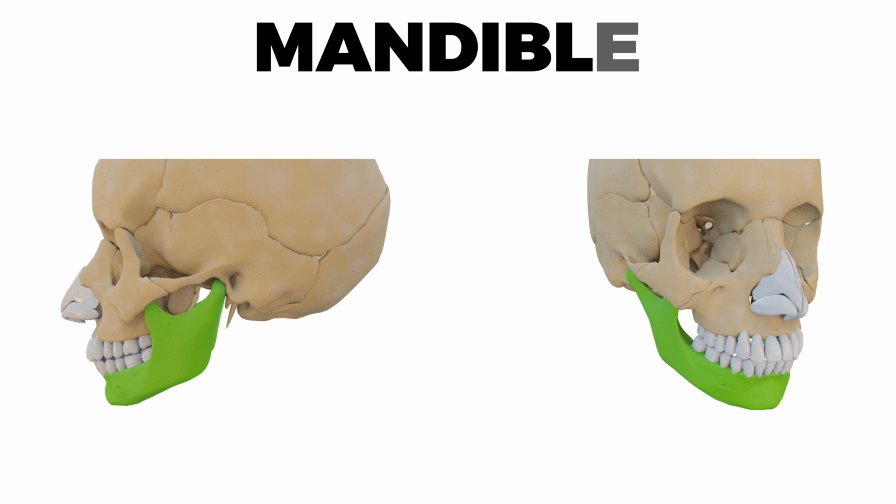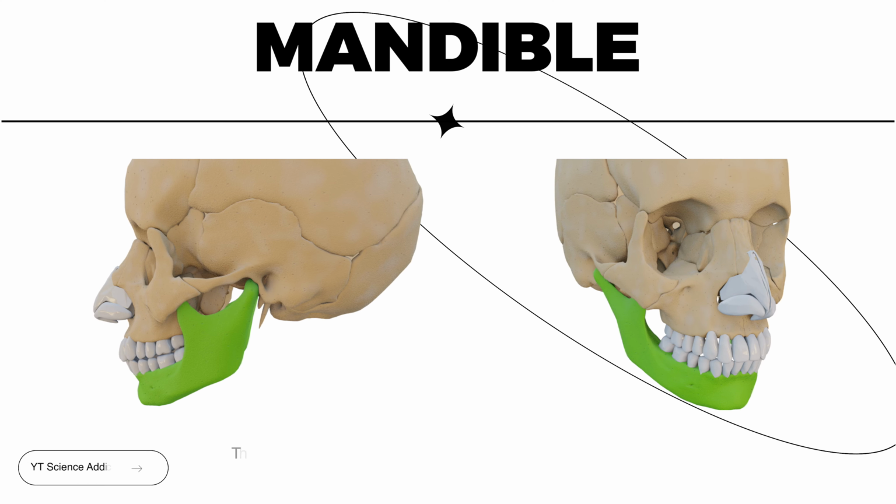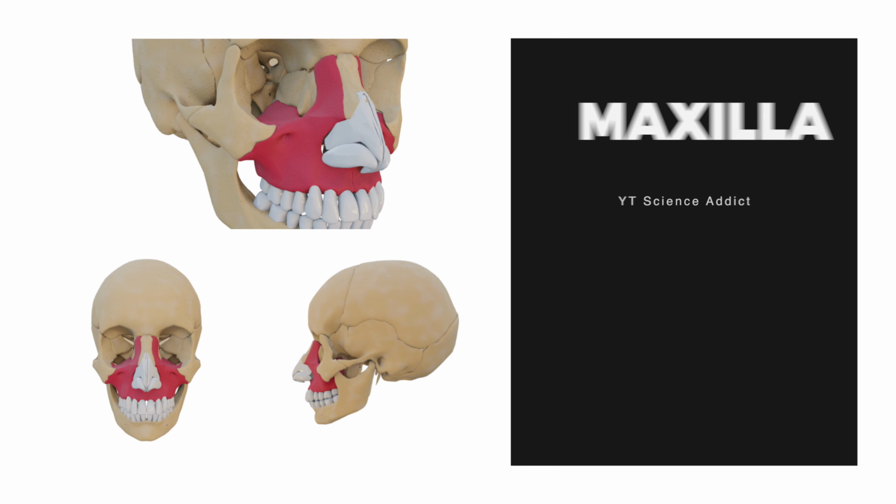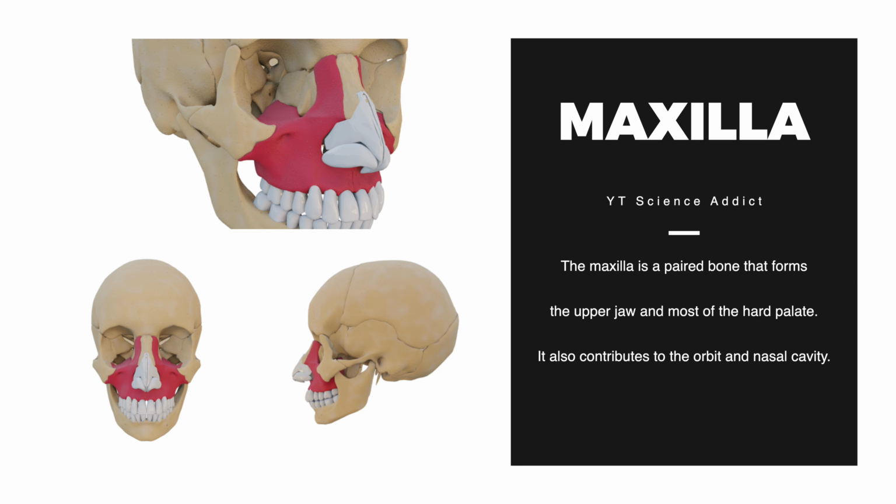The mandible is the lower jawbone and the only movable bone in the skull. It forms the chin and holds the lower teeth. The maxilla is a paired bone that forms the upper jaw and most of the hard palate. It also contributes to the orbit and nasal cavity.